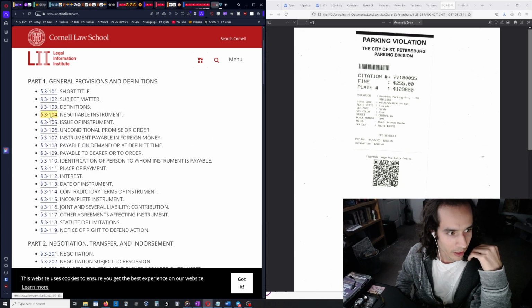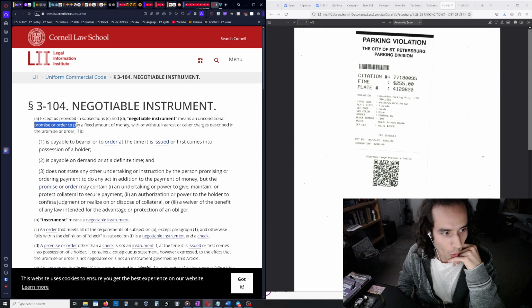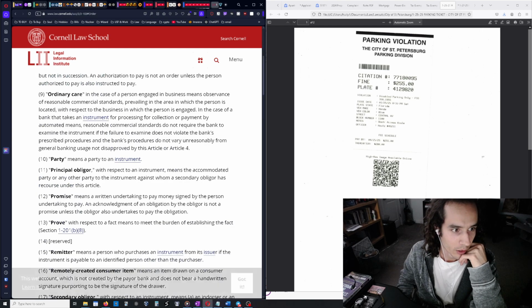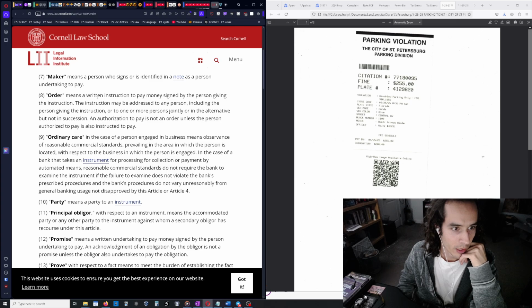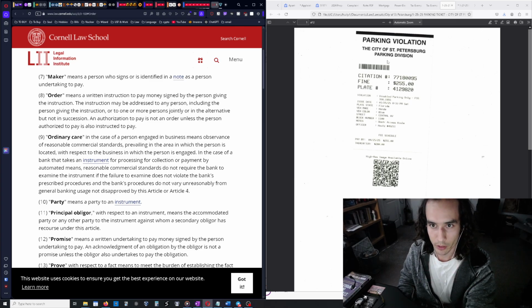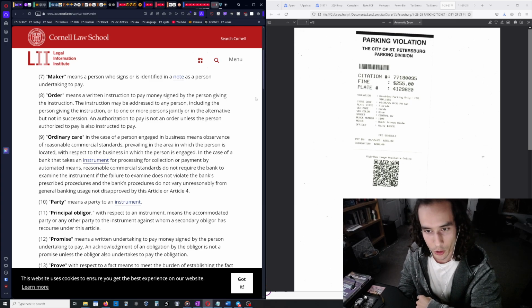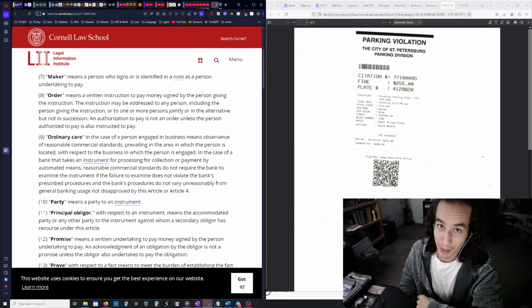And I'll prove that to you right here. Negotiable instrument. Here we see that negotiable instrument means an unconditional promise or order to pay a fixed amount of money. So an order to pay is a written instruction to pay money. Okay, it's a bill, basically. And the parking violation, any kind of citation, is an order to pay. So you have a negotiable instrument that's been handed to you. So you actually just got paid.